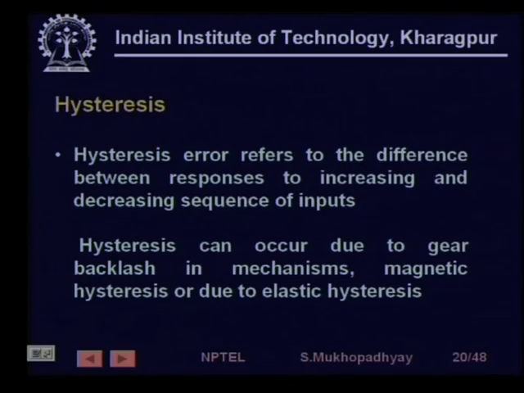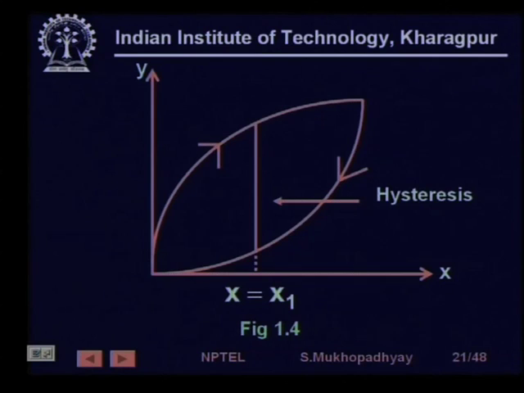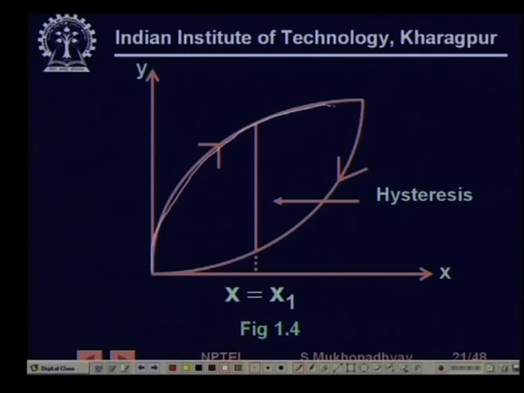It can occur due to various factors like gear backlash, or due to magnetic components, or sometimes due to elasticity. So, due to such things the hysteresis can be there. This is the figure that we are saying: if x is increasing, then the readings that we obtain follow this curve, while if x is decreasing, they actually follow a distinctly different curve. If such behavior is demonstrated by an instrument, it is said to have hysteresis.